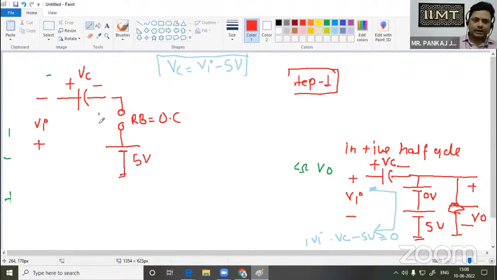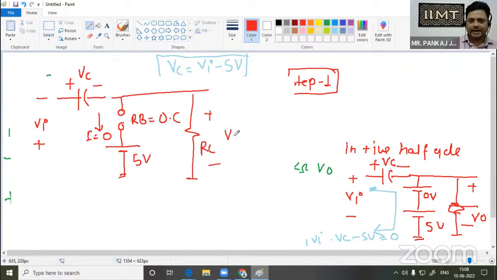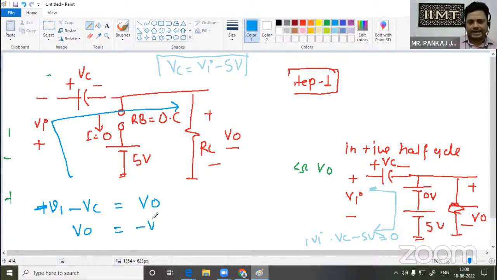So the current I through the diode will be 0, and again we have this load resistance RL. Across that we are going to obtain our output. I will write a simple KVL equation here: minus Vi minus VC equals V output. That means V output equals minus Vi, and I am keeping the value of VC.